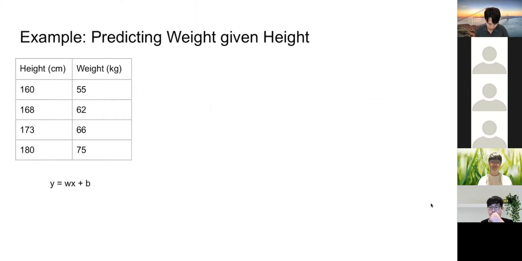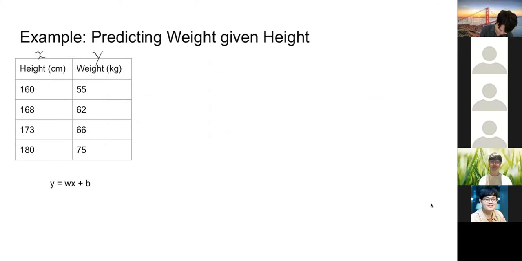So now we just saw that if we want to predict weight given height, or the other way, I think maybe I said the other way in the previous slide, doesn't really matter. But suppose we want to predict weight given height. So in this case, height will be X and weight will be Y.